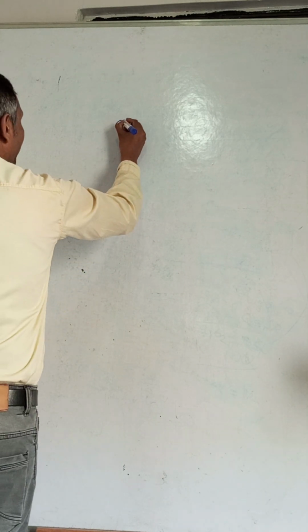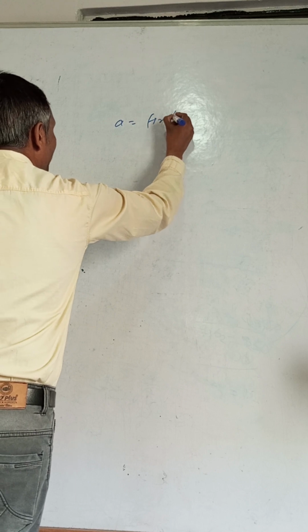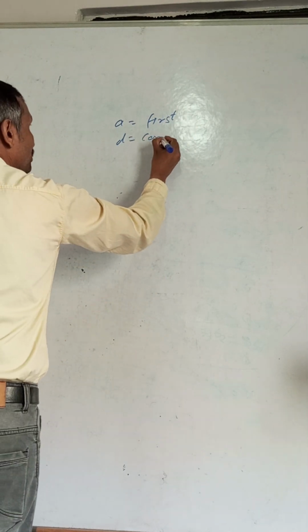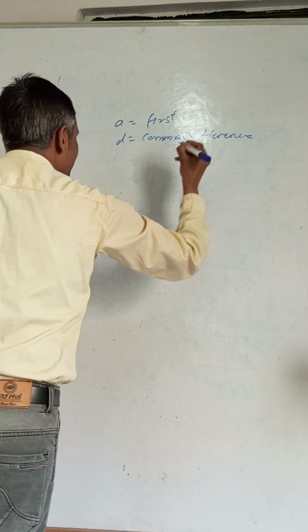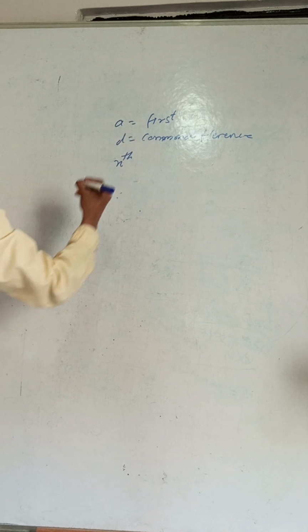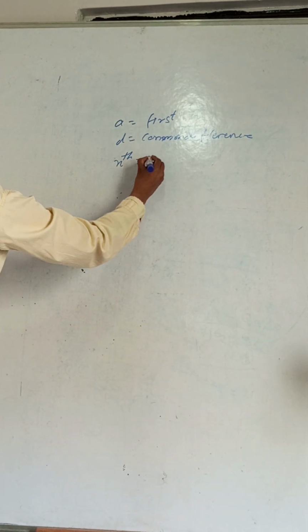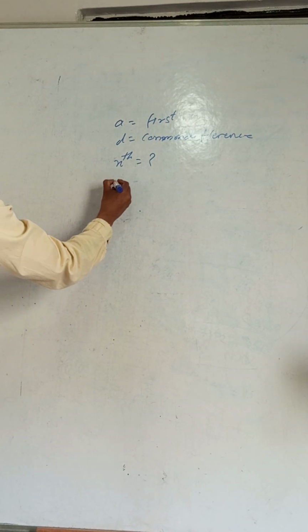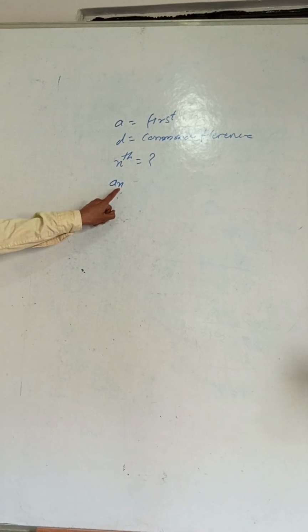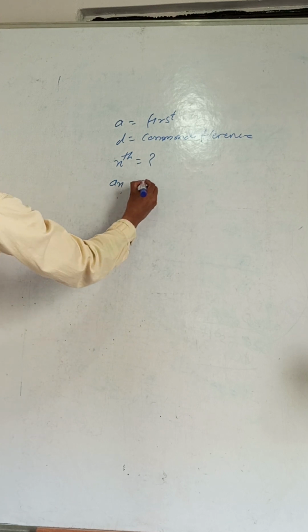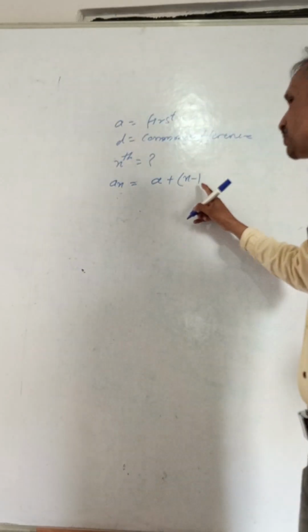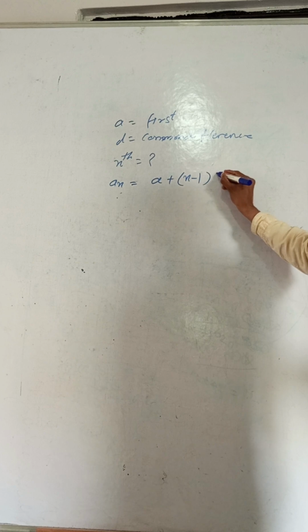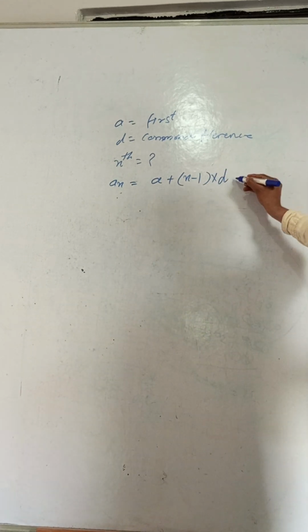Next question is given. If a is the first term in an AP and d is the common difference, then what is the nth term? It is asking for the formula. So for this formula we are finding an. n means number of terms. The nth term is equal to a, the first term, plus (n minus 1), number of terms minus 1, into d. d means difference.